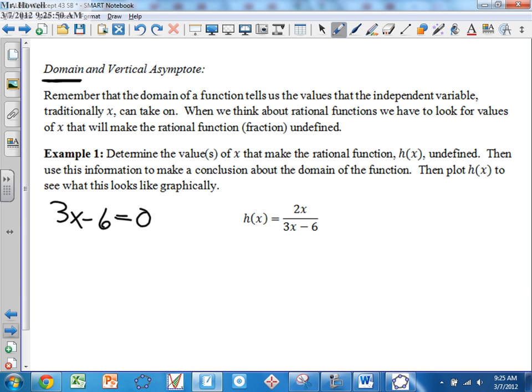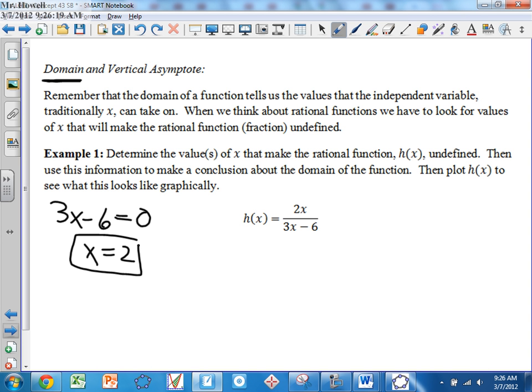So 3x minus 6 equals 0. That will cause the function to be undefined. By default, as Anthony said here, all we do is solve. We get x equals 2. So, for this graph, at x equals 2, I have a problem. There's an issue with the graph. I need to figure out what that issue is now. Again, there's some sort of an issue with the graph at x equals 2.